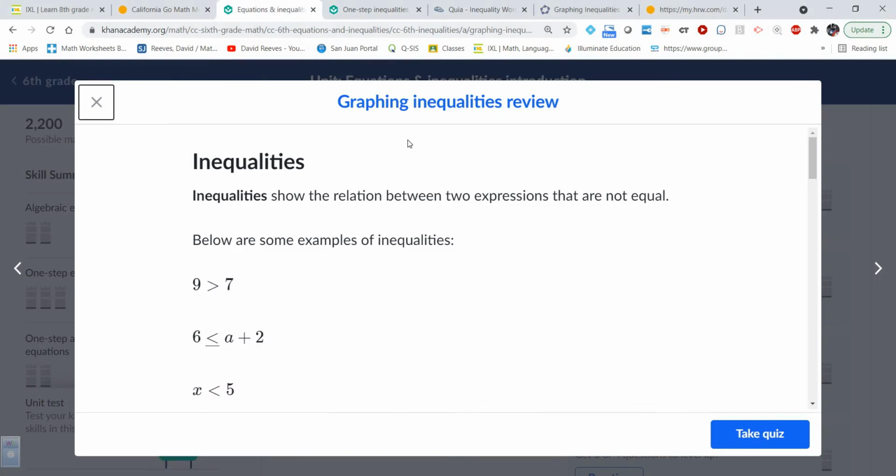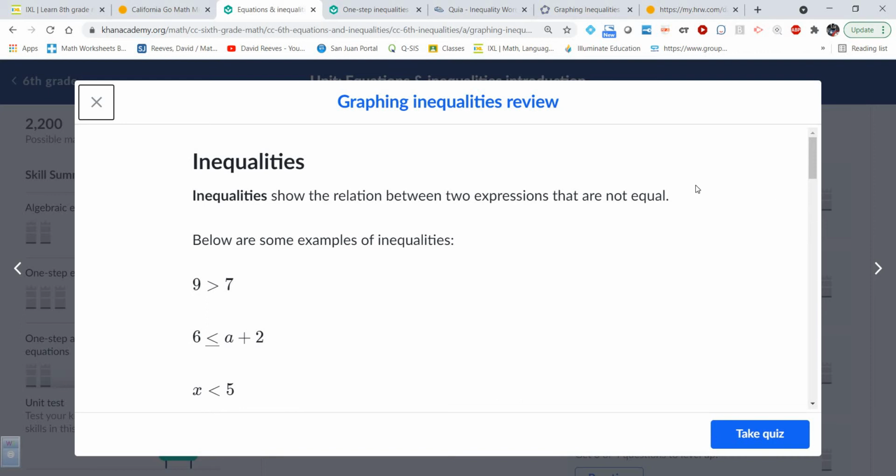All right, so let's go back and remind ourselves of what an inequality is. We've spent a long time working on solving equations. Remember, an equation was when you had one expression set equal to either a constant or to another expression. Well, an inequality, we could almost call it an inequation, in meaning not. Inequality literally means not equal. So inequalities, as it says right here, show the relation between two expressions that are not equal.